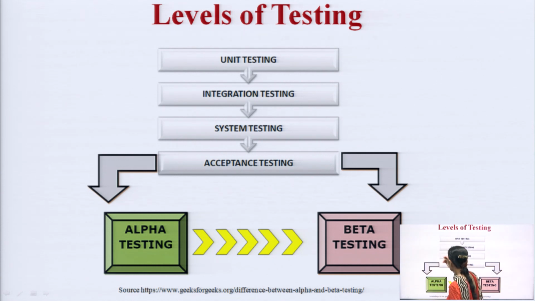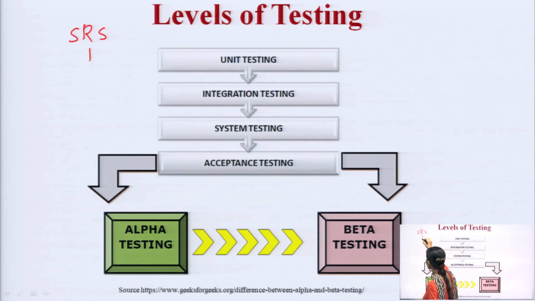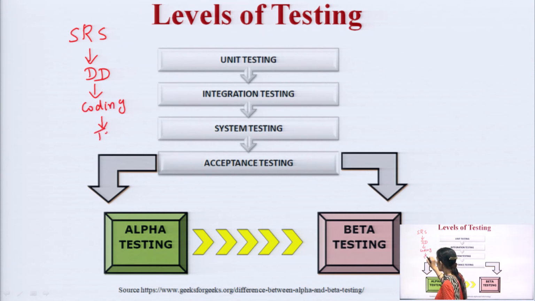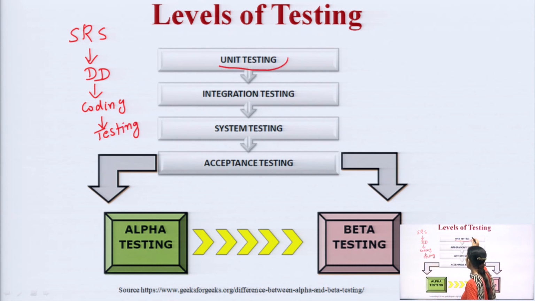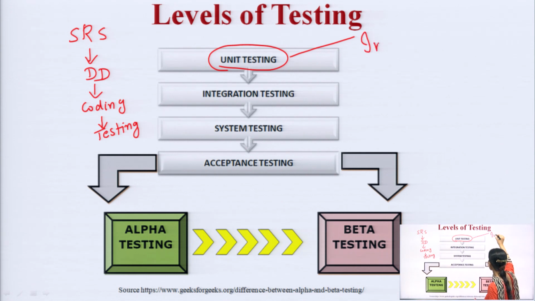As we know, in the SDLC, we start with making the SRS document, then we move on to the design phase and we make the detailed design. Then we move on to the coding part and then we do the testing. So, when we are doing the coding, that means we are starting with the unit testing. Whatever independent modules the developer is developing are tested separately about their working, for their input set of values.